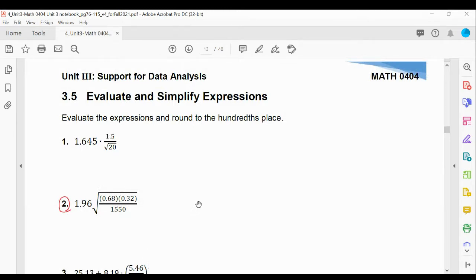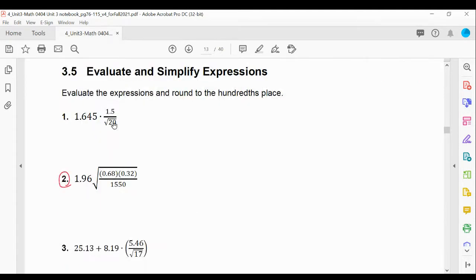Here, this section asks you to evaluate and simplify expressions that you might see in your statistics class, and the order of operation does count, so make sure you have a calculator with you, scientific calculator preferred, or one that has the square root button that you can find. So let's start with the second example here.